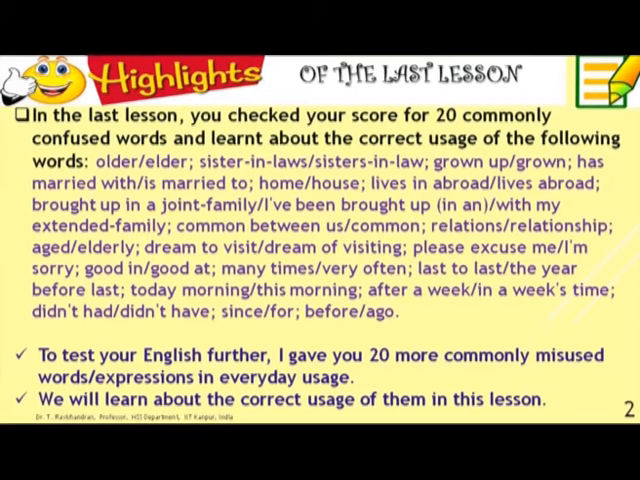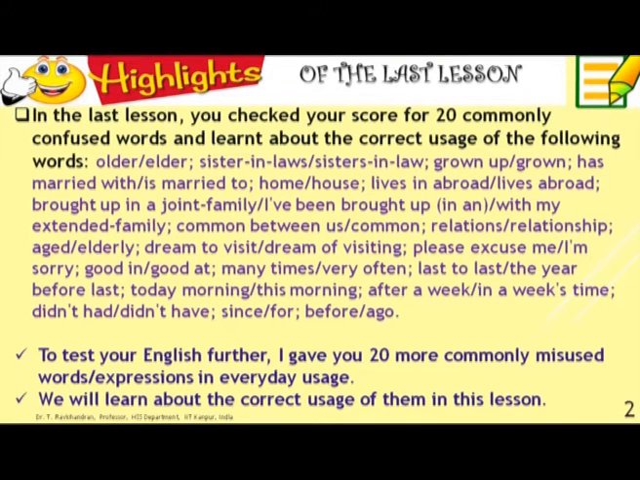Older, elder. Sister-in-laws, I am giving the wrong one on the left side and right on the right side, or you can say the first one is usually the wrong one and the second of the pair is the right one. Sister-in-laws, sisters-in-law, correct one. Grown up, grown. Has married with, is married to. Home, house. Now here it depends on the use, whether you are referring to the family with emotional content, then it is home. Whether it is just the building, it is house.